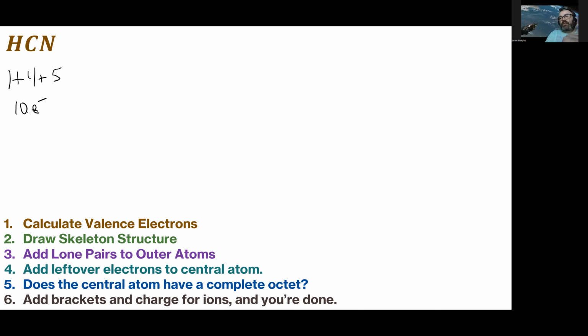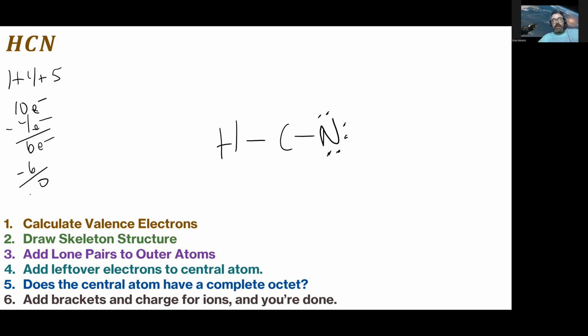Anytime we see something that's one each of 3 different things, a good shortcut to do is write them in the order of the formula. HCN. Okay, so we've used 4 electrons. Okay, that means we have 6 left over. Those 6 go on the outer atoms, so we're going to put them all on the nitrogen. Okay, 6 minus 6 is 0, so we're done, right? We've added all lone pairs to the outer atoms. We don't have anything left over.